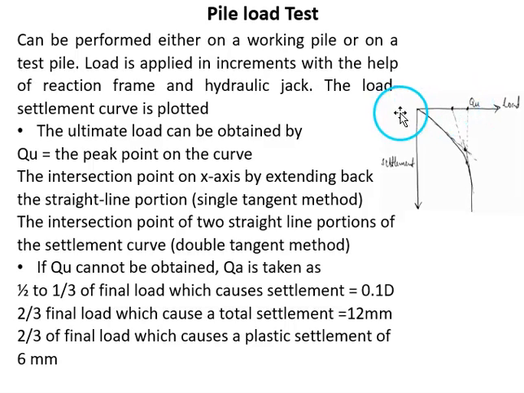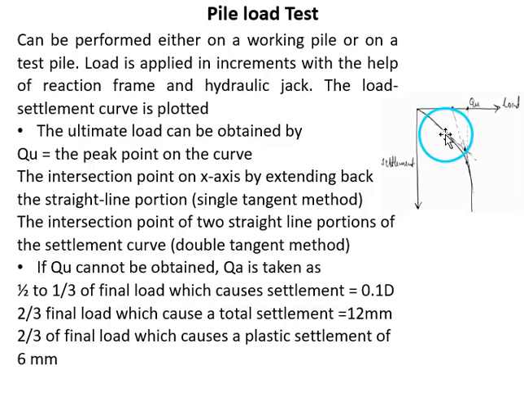If there is any pronounced peak, then we can take the corresponding point as the ultimate load. But if there is no pronounced peak, then we have to use either a single tangent method or a double tangent method. If there is any straight line portion, then we have to extend that straight line portion to intersect the x-axis. Wherever it is intersecting, that value will be taken as the ultimate load carrying capacity.